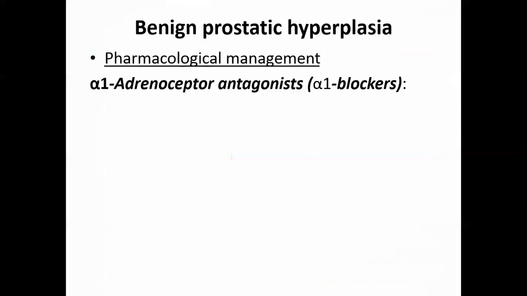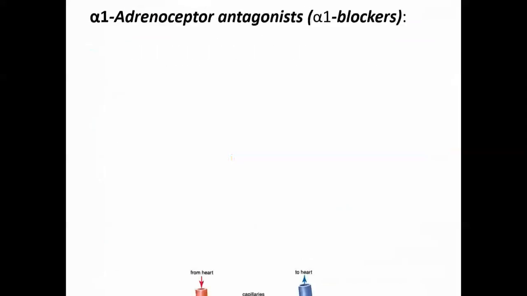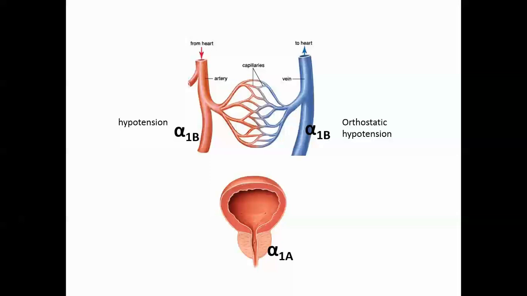Pharmacological management, we will use drugs. So the first class of drugs to be used is the alpha-1 adrenoceptor antagonists, alpha-1 blockers. You have been familiar with the alpha-1 blockers when used as antihypertensive agents, because the alpha-1 receptors are present in the cardiovascular system, in the arterioles and also in the veins, and we have another subset of alpha-1 receptors present in the bladder outlet.